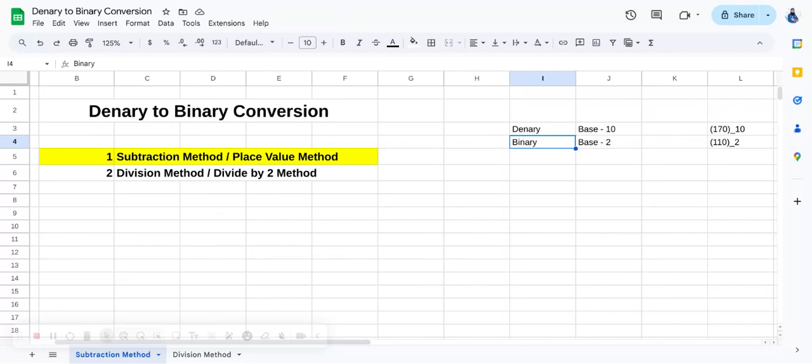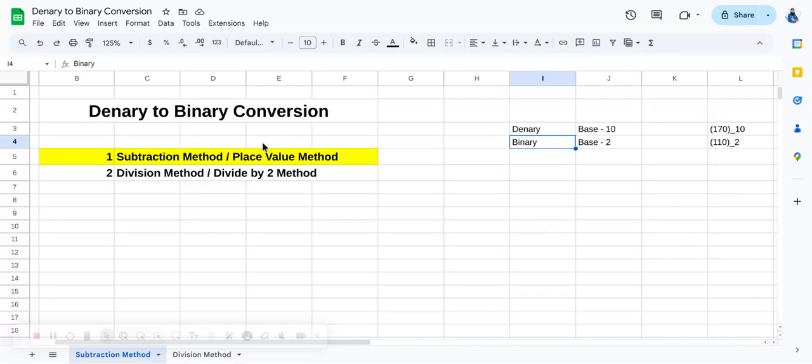So in this method we actually divide the number by 2. Okay, so these are the two methods that we will talk about in this video, but this is the first part of the video, so here I will be only explaining the subtraction method, and in part 2 of this video you will see how the denary to binary conversion happens using the division method.